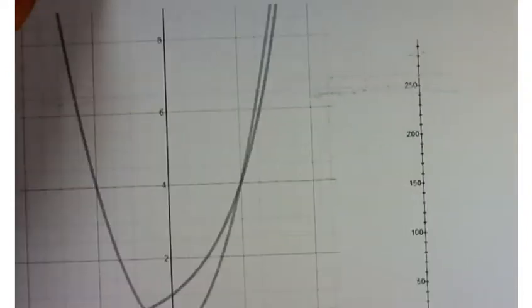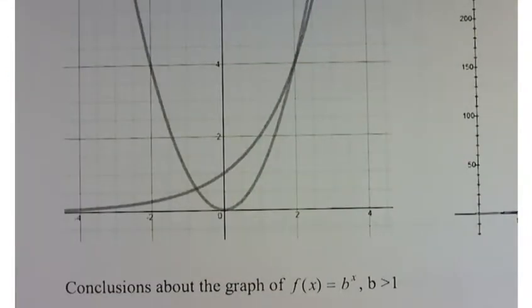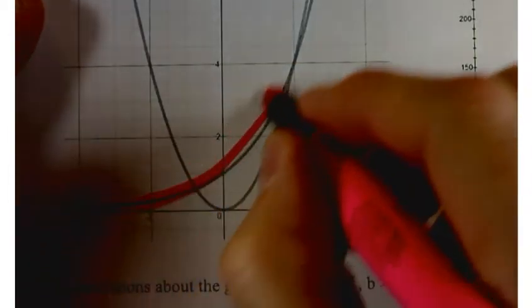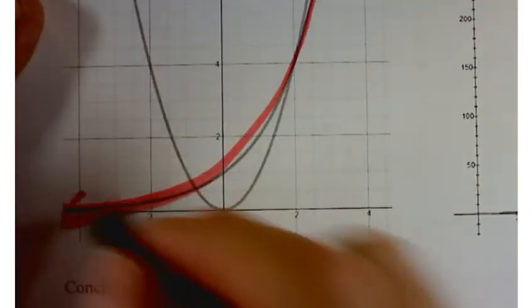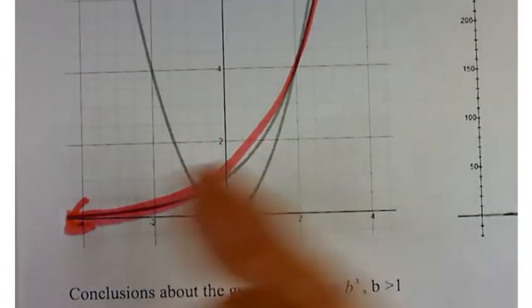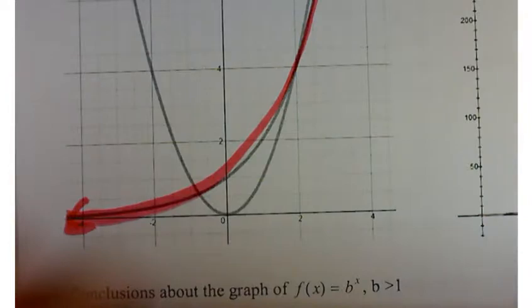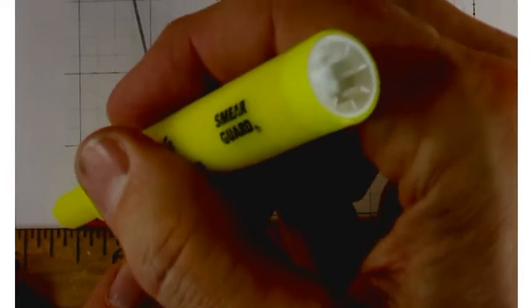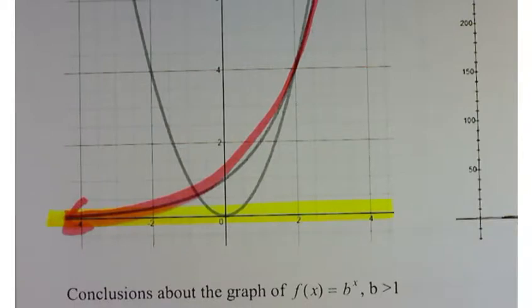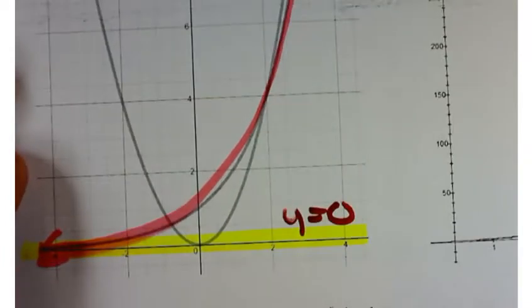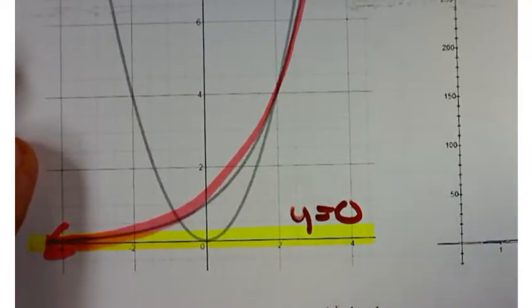In fact, you can see that on this graph over here. This is the graph of your exponential function. And as you move to the left of the y-axis, the graph gets closer and closer and closer to the line y equals 0. So let me just sketch that in here. This line has a special name. It's called an asymptote. So y equals 0 is your asymptote.